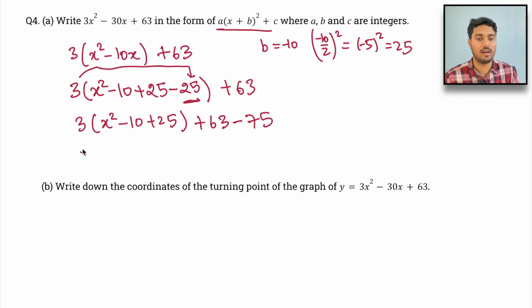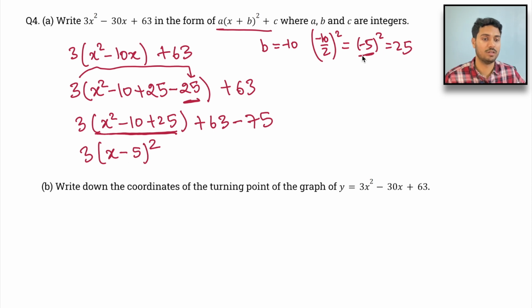So now we have 3 times x minus 5 the whole square, which is the reverse case. The expansion of x minus 5 the whole square will give you x square minus 10x plus 25. This minus 5 is coming from here, and plus 63 minus 75, which is going to be negative 12. So I have to write negative 12 over here, and that's the answer.